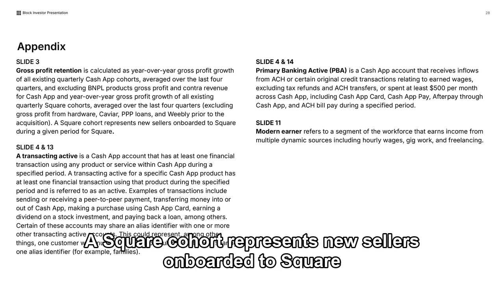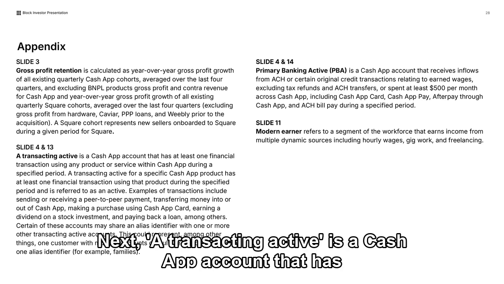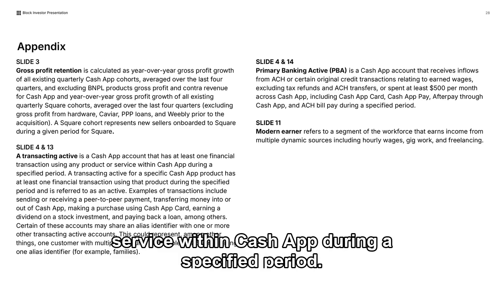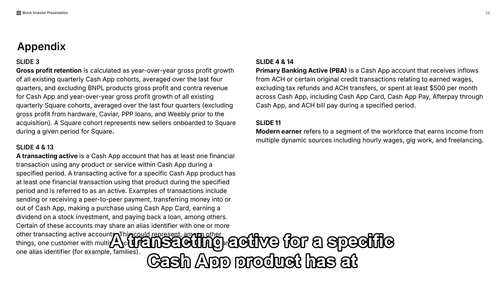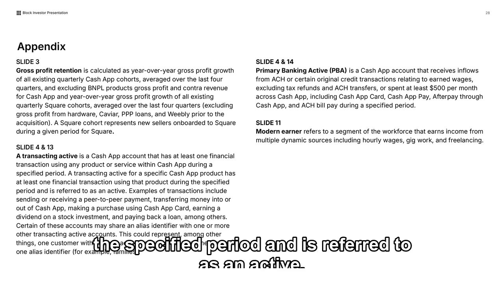A Square cohort represents new sellers onboarded to Square during a given period. Next, a transacting active is a Cash App account that has at least one financial transaction using any product or service within Cash App during a specified period. A transacting active for a specific Cash App product has at least one financial transaction using that product during the specified period and is referred to as an active.